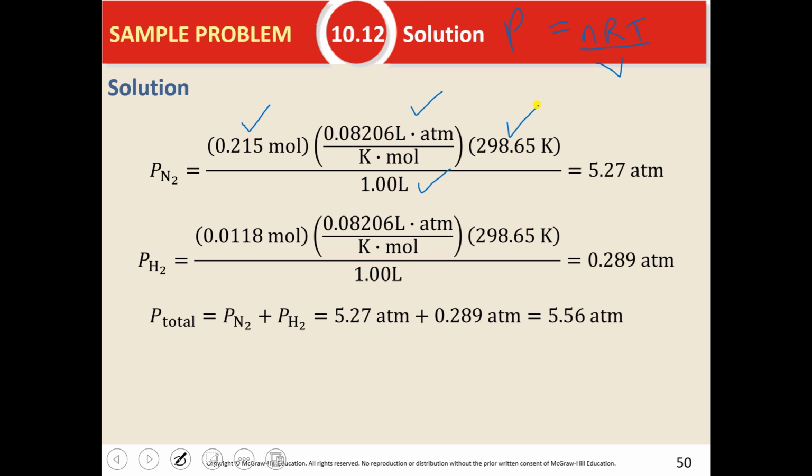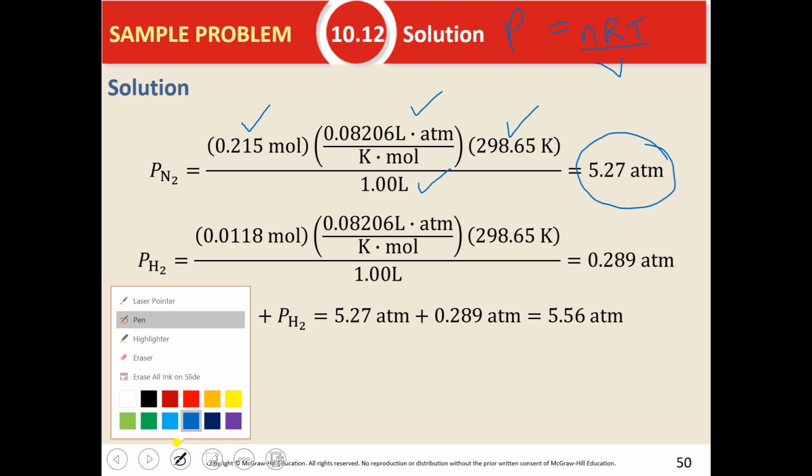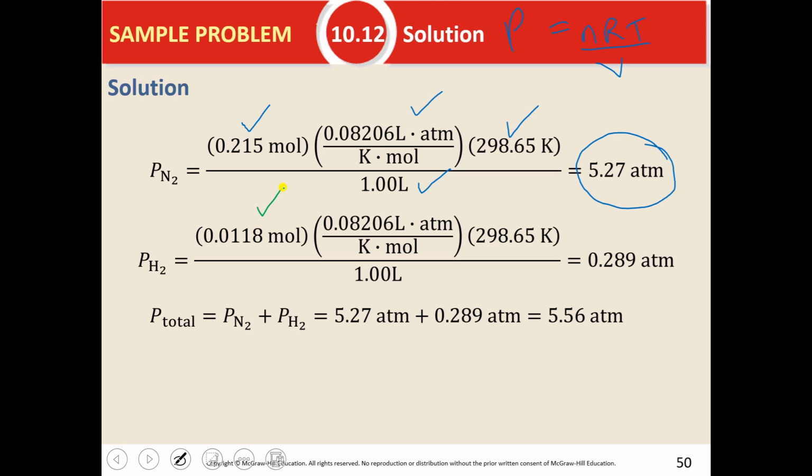So by doing the math and saying N2 is 0.215 moles times the ideal gas law constant times the temperature in Kelvin, whole thing divided by the volume of the vessel, the pressure of N2 is 5.27 atm. If I do the exact same thing, 0.0118 moles of H2 times the ideal gas law constant times the temperature, the whole thing divided by the liter of the vessel, I'm going to get a pressure of 0.289 atm.